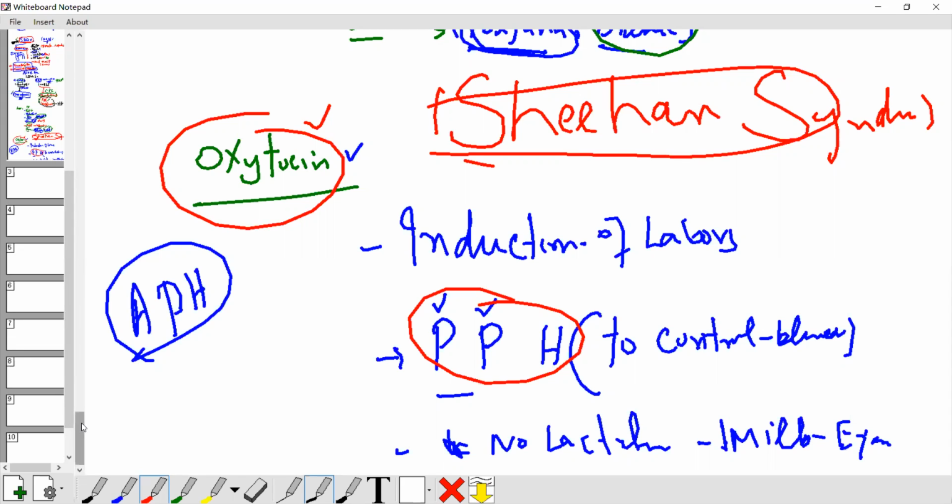This was about the pituitary, okay? Two things are left: thyroid and the endocrine part, the diabetes, pancreas. Tomorrow, inshallah, we will discuss diabetes drugs and thyroid drugs.